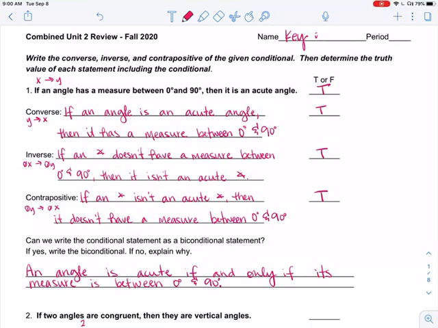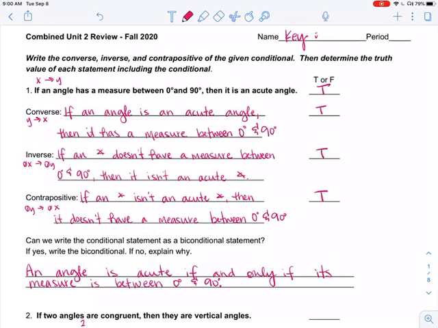Okay, we're going to work on the Unit 2 review. I've gone ahead and pre-filled a few of these just so I don't have to write them out while I'm going through this. So let's give it a go. If an angle has a measure between 0 and 90, then it is an acute angle. Keep in mind that between 0 and 90 does not include 0 and 90. So anything greater than 0 or less than 90, so that is true.